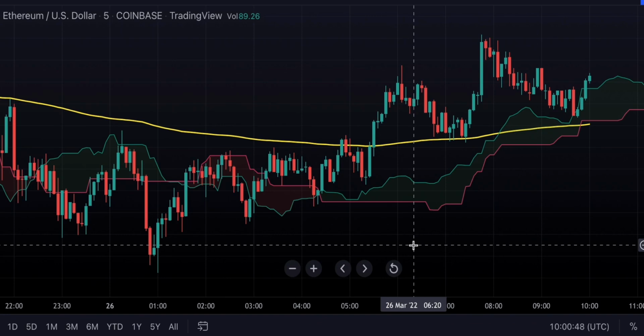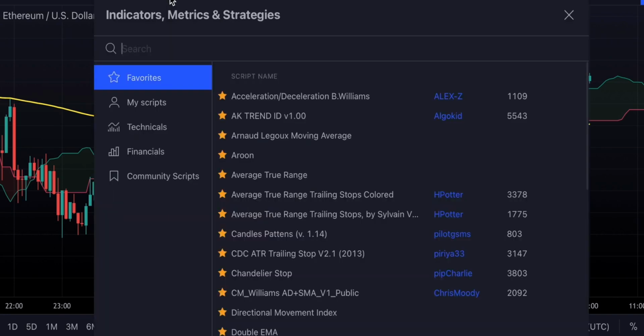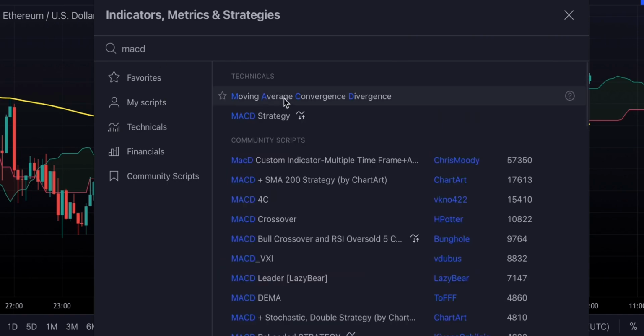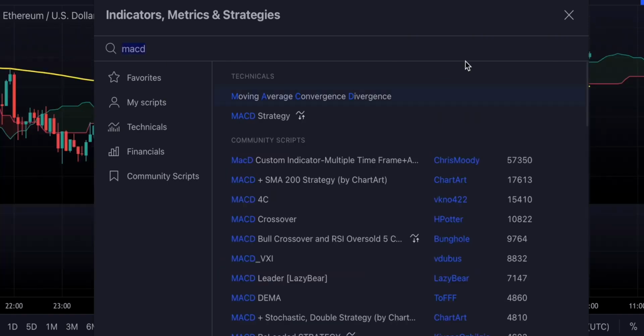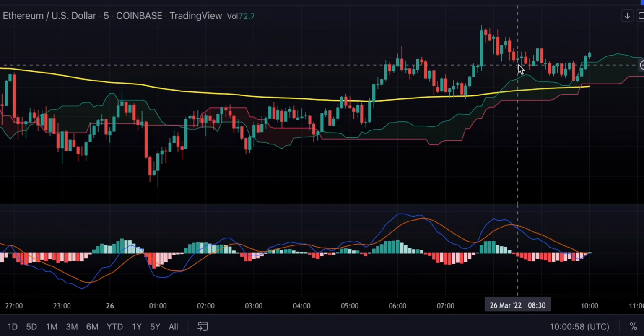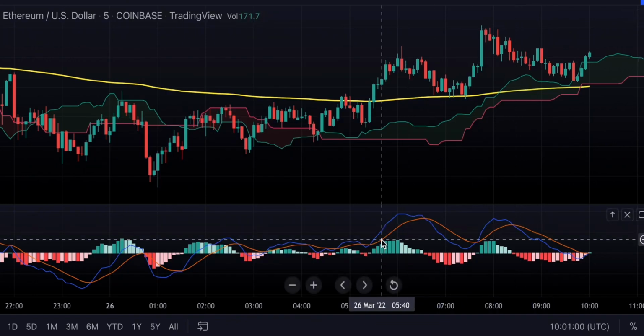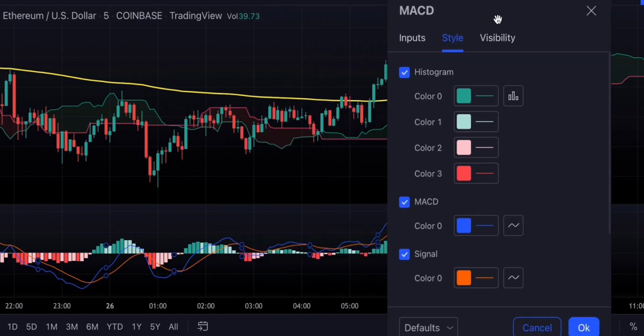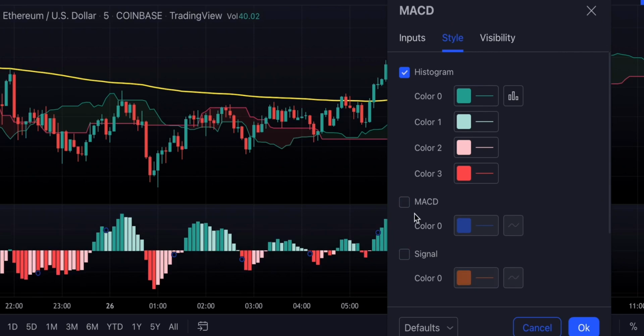Okay, and for our third indicator, we're going to use a MACD, moving average convergence divergence, and we're going to adjust the settings on this indicator as well. So first of all, we're going to get rid of these lines, and we're going to change the histogram.